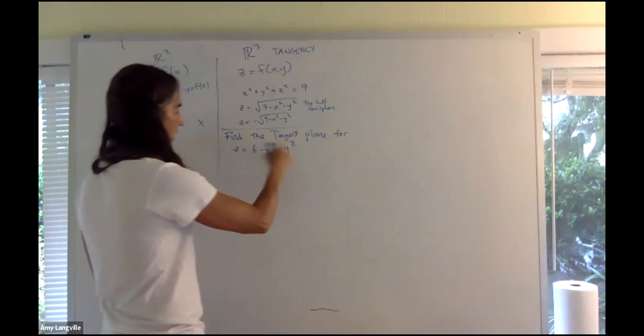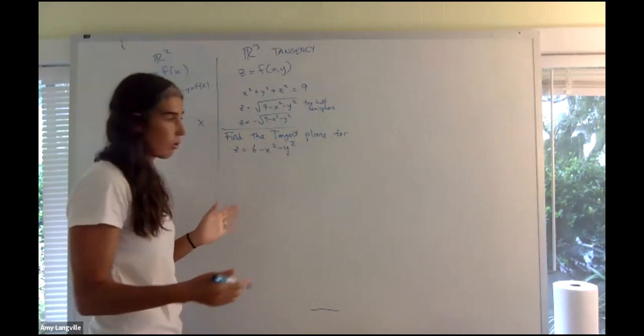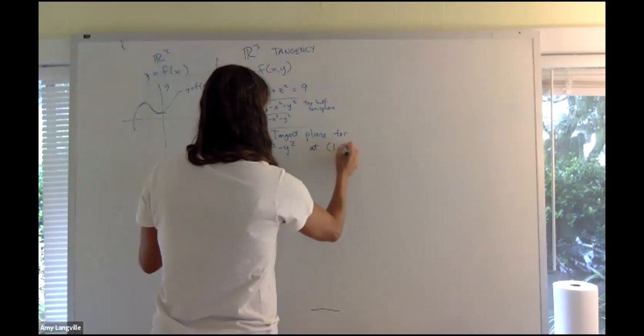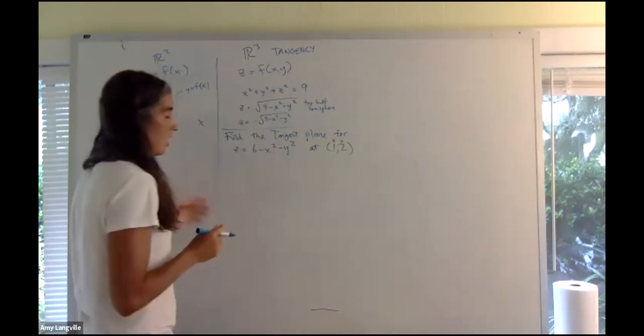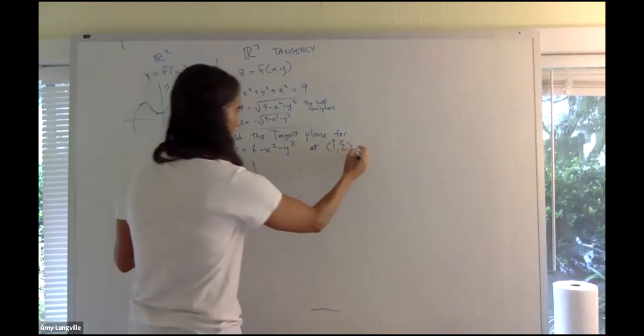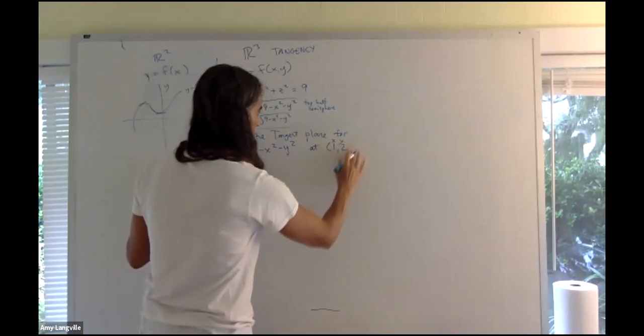At a particular point though, right? I can't just say find the tangent plane. I have to give you a point that I'm interested in. So let's say at the point (1, 2) be the xy. And I'm actually in 3-dimensional space, so I should go ahead and get the z that corresponds to this, right?